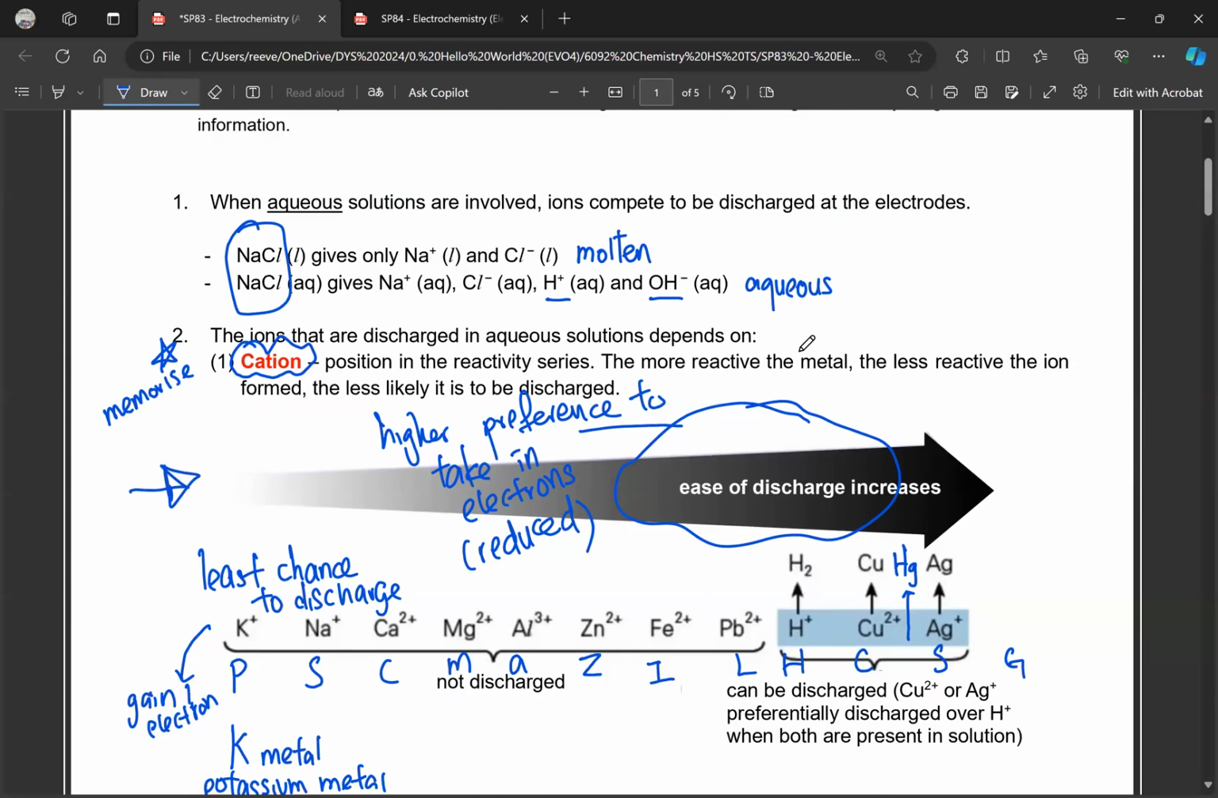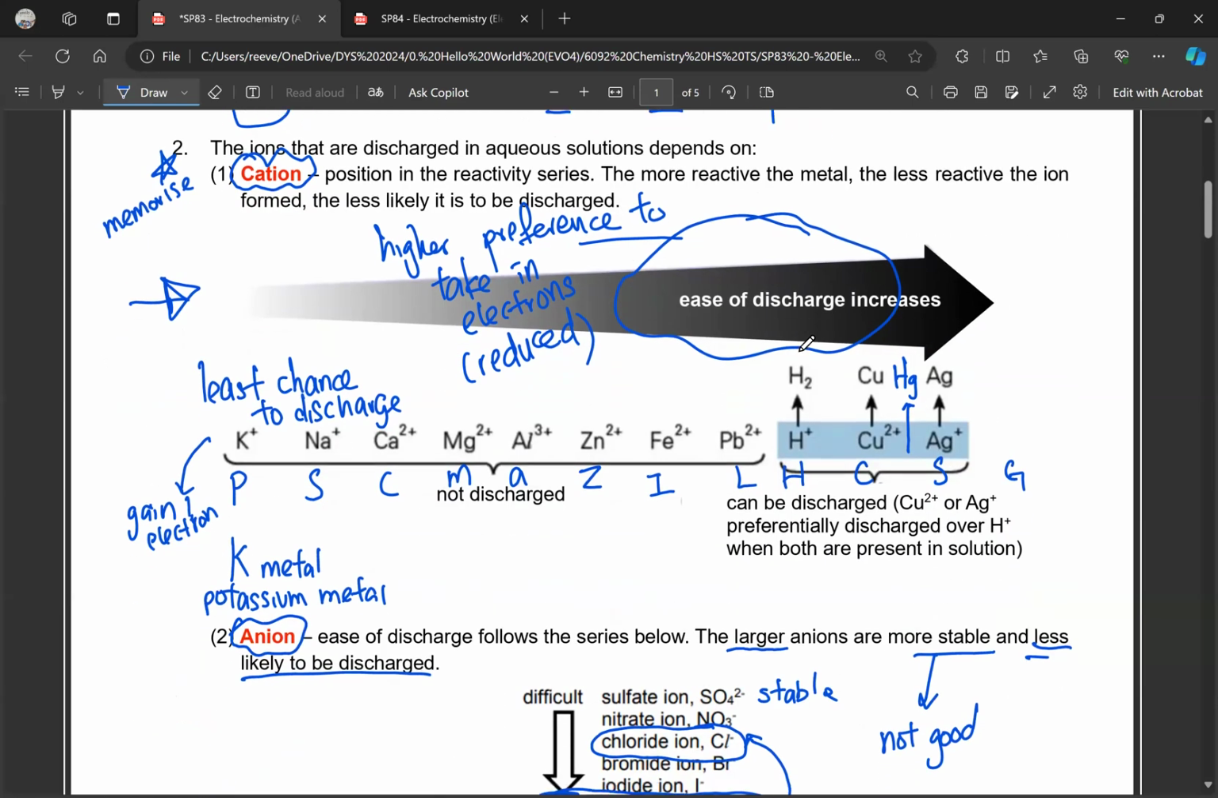Okay, for this, concentration is not going to affect this. I repeat, concentration only affects the anion. And you go and write it somewhere: the effect of concentration only affects the anion.